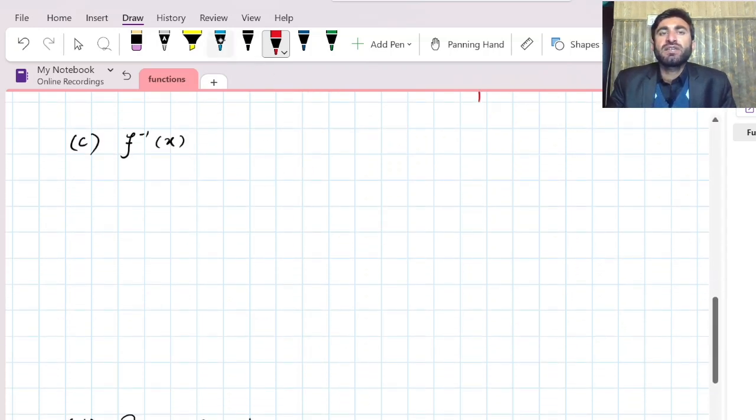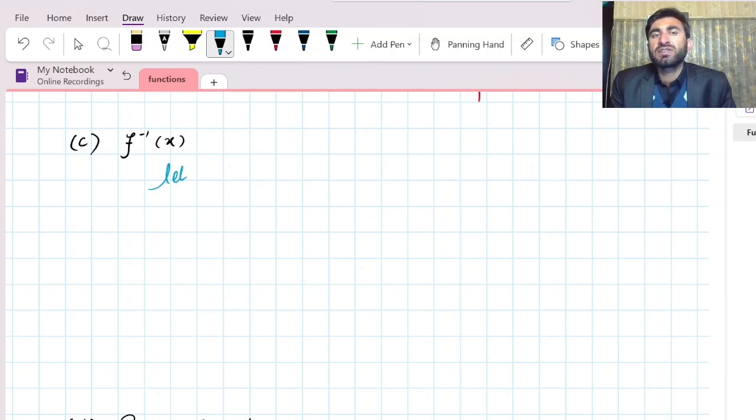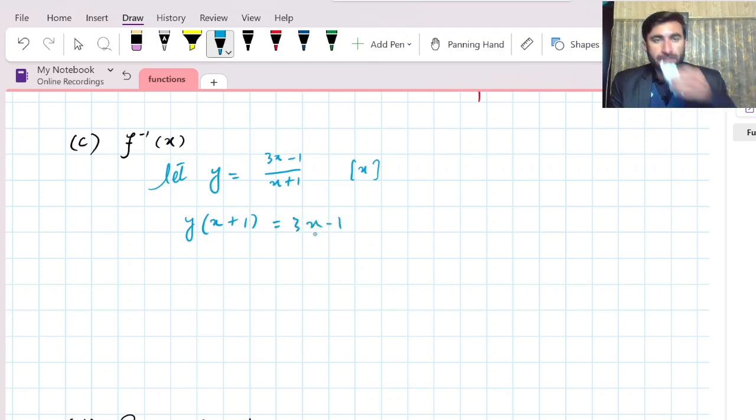f inverse of x. We are to find f inverse of x. So just follow the procedure we recently studied: suppose it equals a new variable y equals 3x minus 1 divided by x plus 1, and we need to make x the subject of this formula. So multiply x plus 1 on the left hand side, it will become y times x plus 1 equals 3x minus 1. In next step, multiply y with x plus 1, it will become yx plus y equals 3x minus 1.